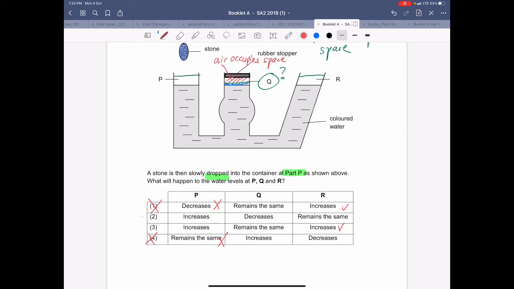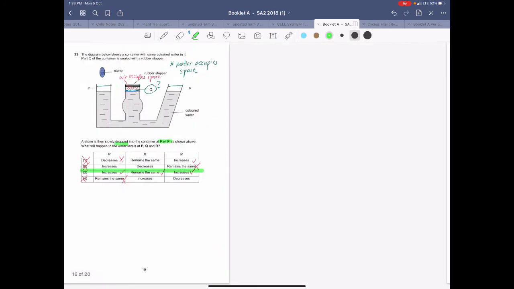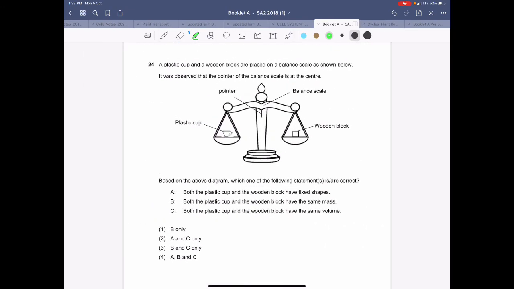Remains the same. This is wrong. So straight away I can cross out number 2 also. So 1, 2, 4 cross out already. So let's check. P increases, R increases, Q remains the same. Now remember I told you that remaining the same is a plausible answer. Okay? So therefore the most plausible answer is number 3. Answer 3.